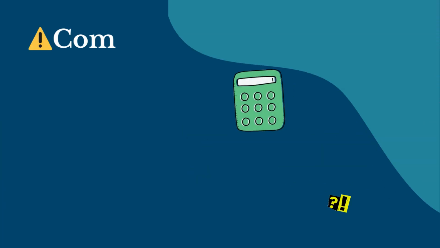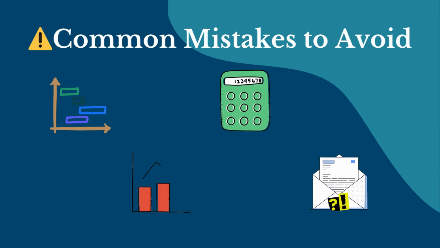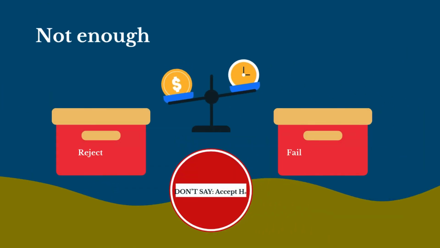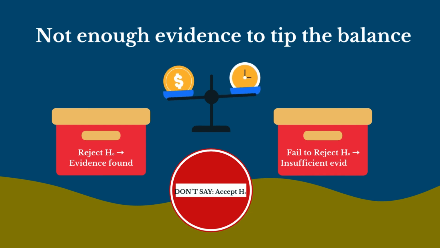Now, before we wrap up, let's highlight some common mistakes to avoid in hypothesis testing. Even experienced analysts make errors when applying hypothesis testing. Here are the most common ones and how you can avoid them. Mistake 1. Confusing fail to reject with accept the null. Not rejecting the null doesn't mean it is true. It just means there is not enough evidence to prove otherwise.